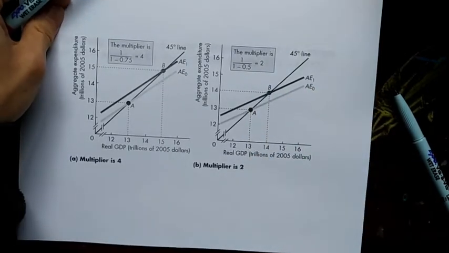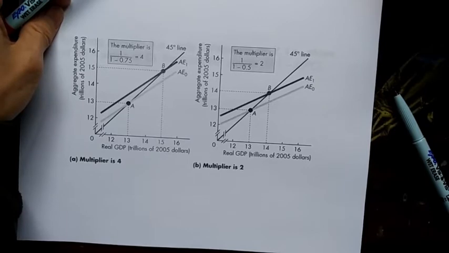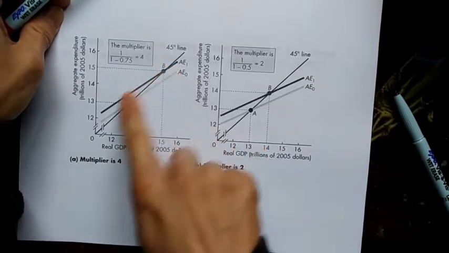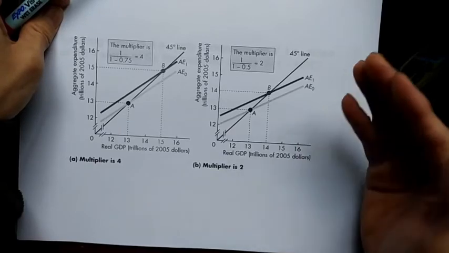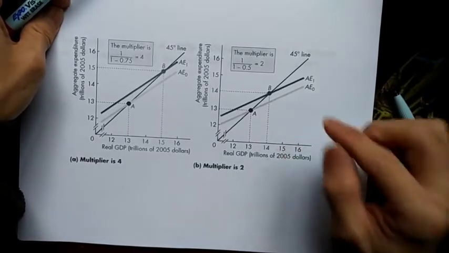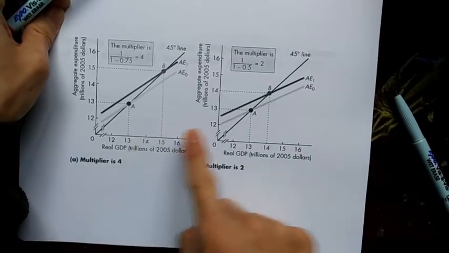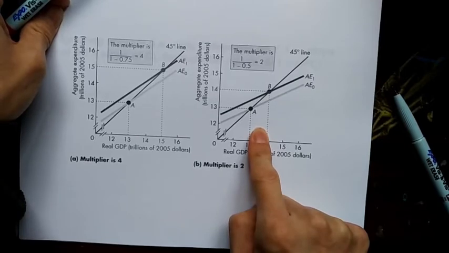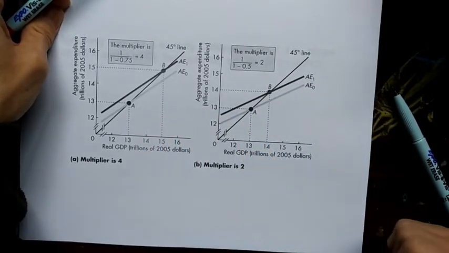Let me ask you a question. So if, let's ignore imports, all the slope of the aggregate expenditure function comes from the consumption function. And what is the slope of the consumption function? Marginal propensity to consume, right? So which one of these two is the United States? And which one of these two is Japan?